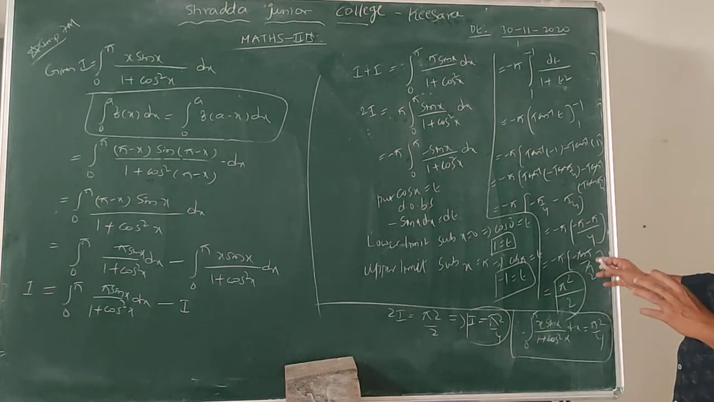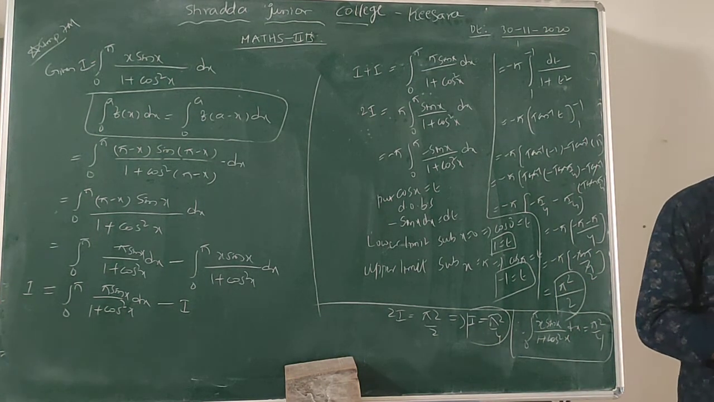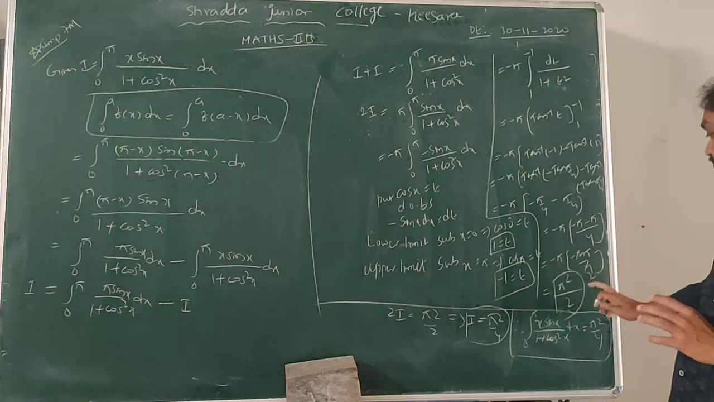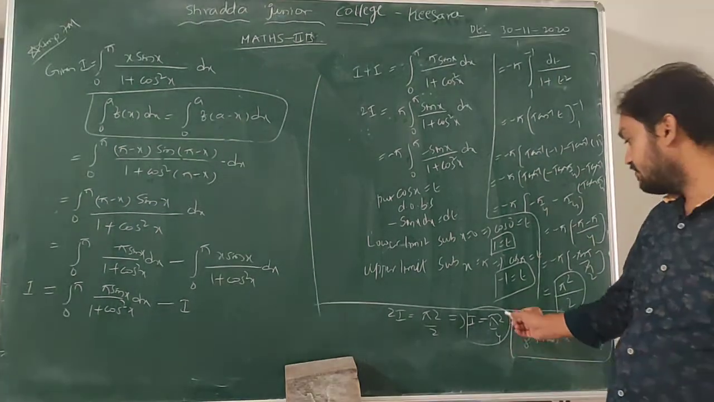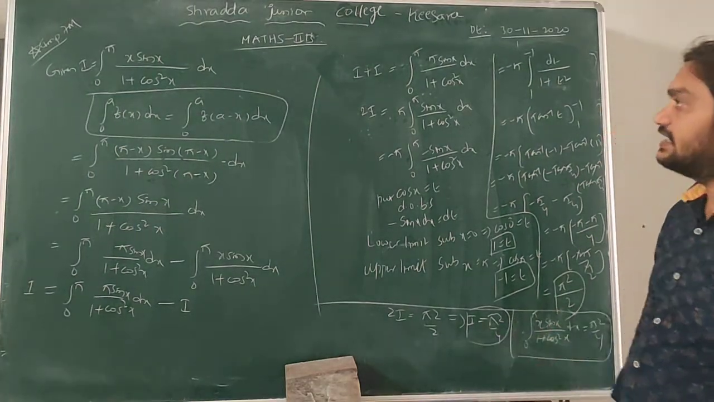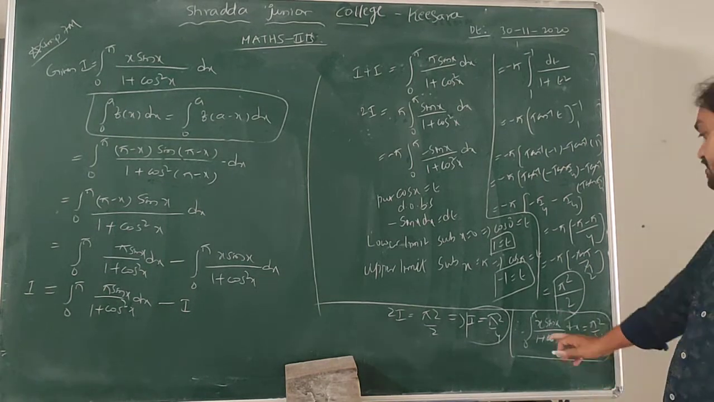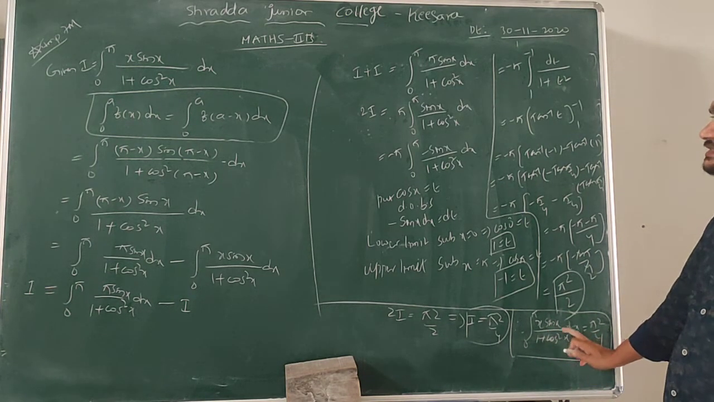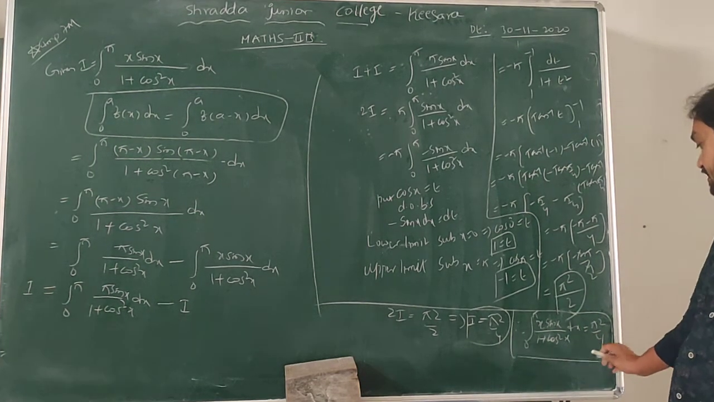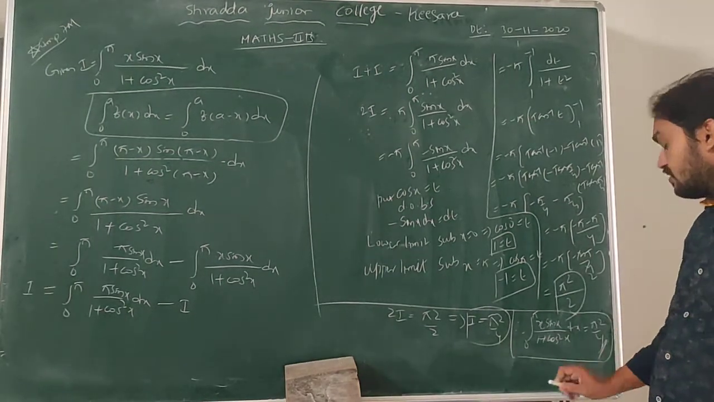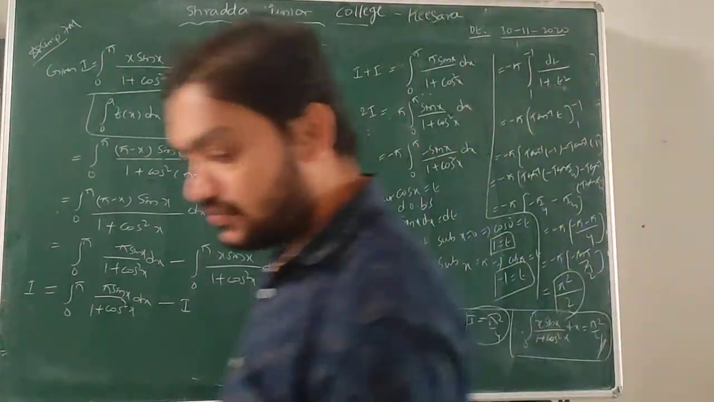2I equals what? Pi square by 2. What is I here? Pi square by 4. I is nothing but integration 0 to pi x sin x by 1 plus cos square x dx. Now this is equals to what? Pi square by 4 we are getting.